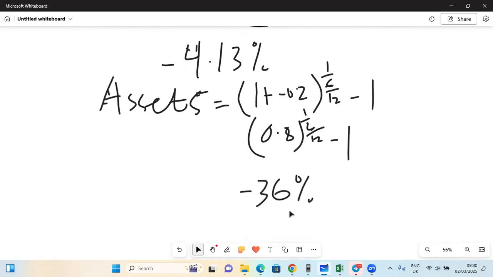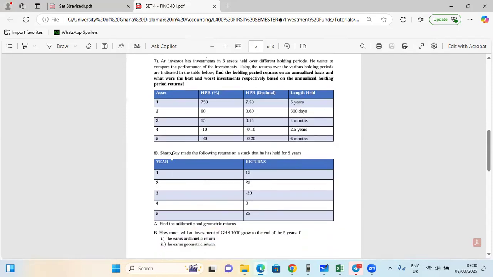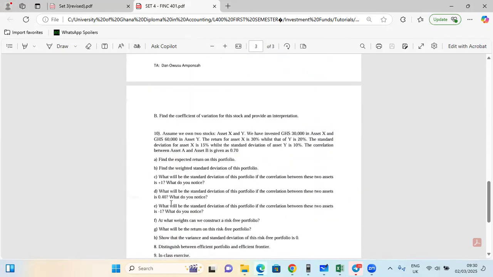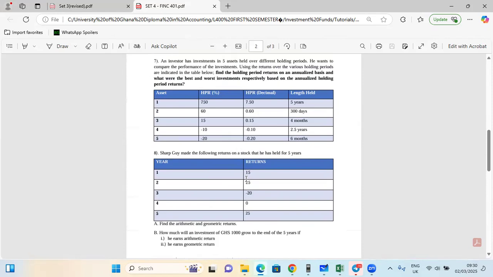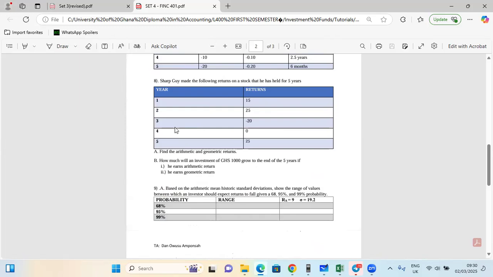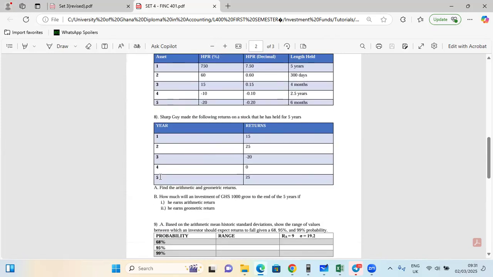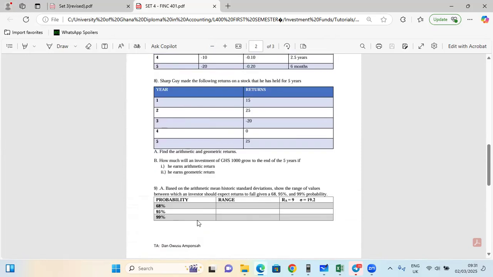This is easy peasy and straightforward, right? So let's go to this one because it's easy. Let's go to Sharp Guy. Remember, we are going to use Sharp Guy to solve everything up to here. So A, B, C, and then D, because it's a continuation.